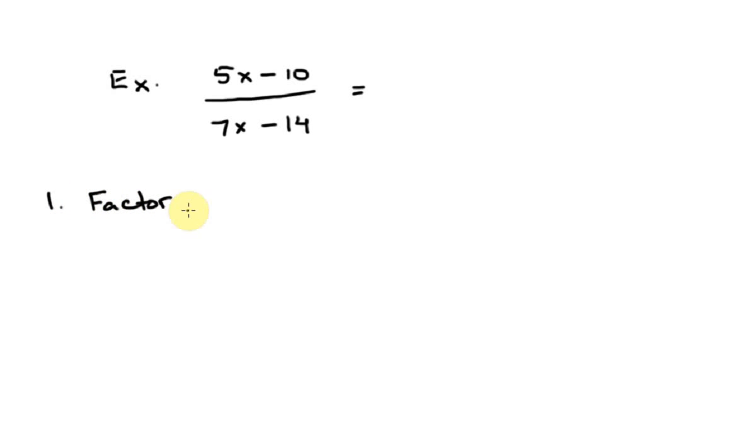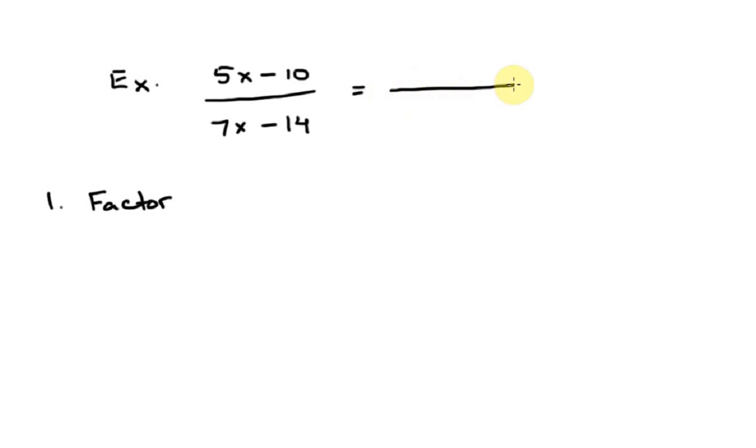In this example, we're going to take 5x minus 10, and we're going to divide all that by 7x minus 14. Now, we want to try to simplify this, but we have terms here that are not multiplied together. So what should we do? Well, here's step 1 in all this stuff. If you can factor, that's what you should do. So you factor the top, you factor the bottom.